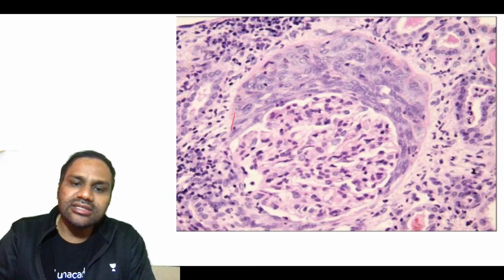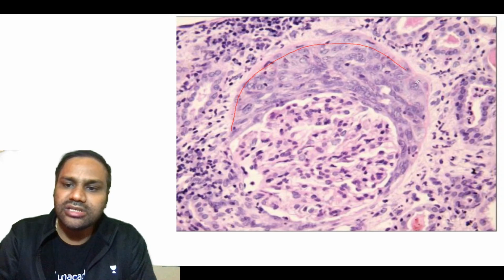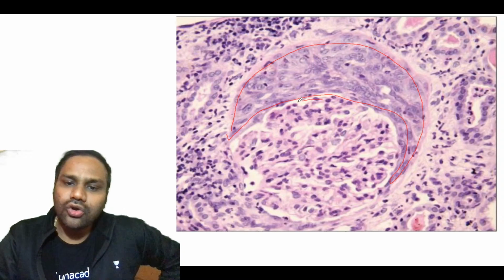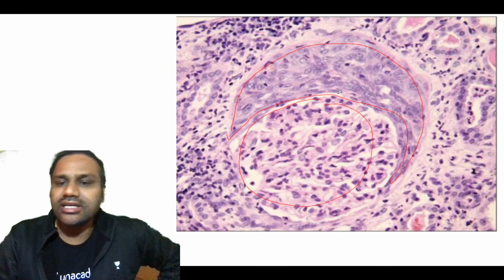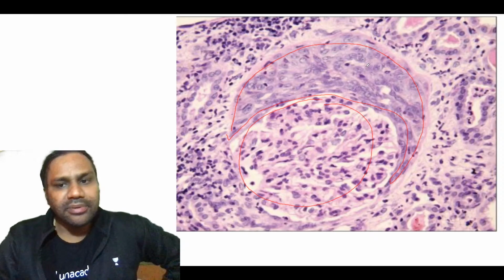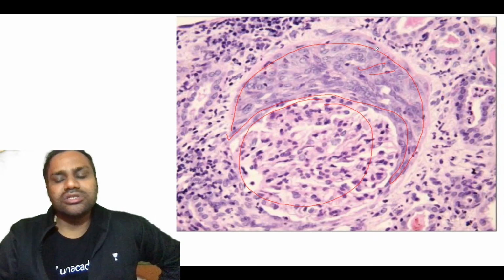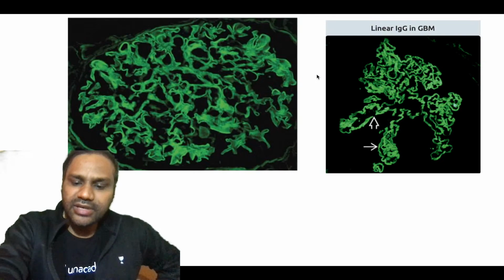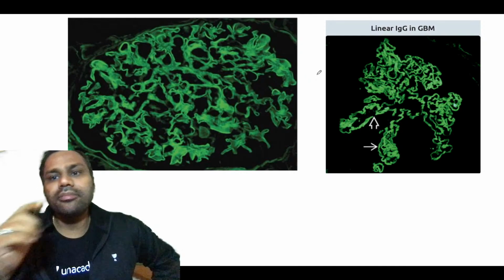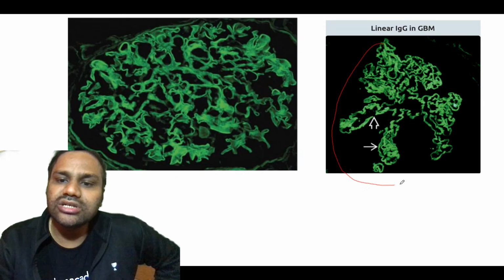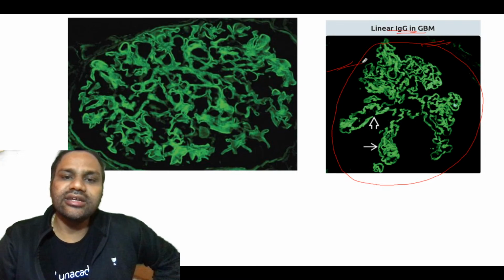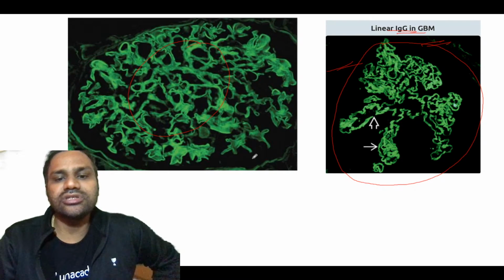So this is again a classical picture of crescent. You can see this is a crescent, a beautiful crescent. This is your glomeruli, and obviously in this crescent there is proliferation of parietal epithelial cells. So very important, this picture is basically showing you this crescent. This is GBM. How do we see it? Not by that microscopy, but by this linear IgG deposition in GBM. This is also linear IgG deposition in GBM.